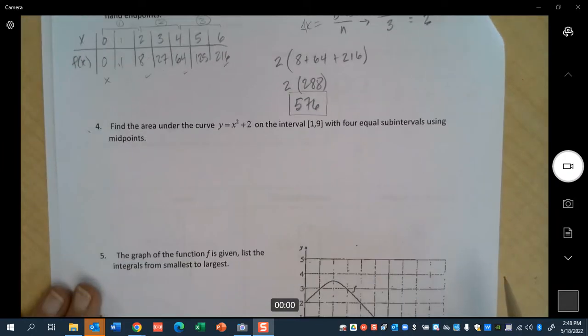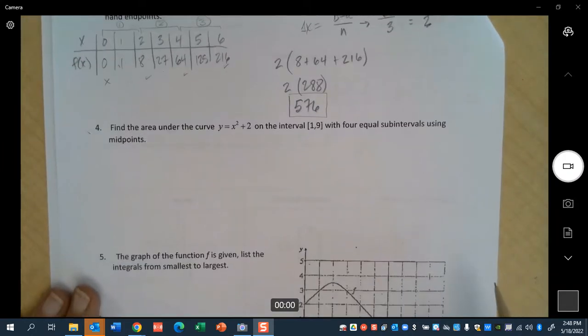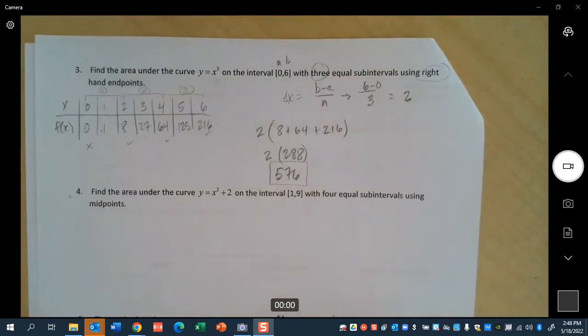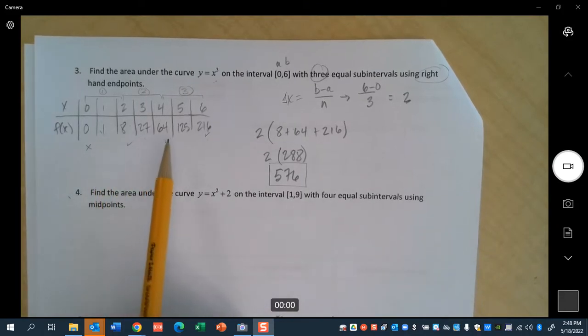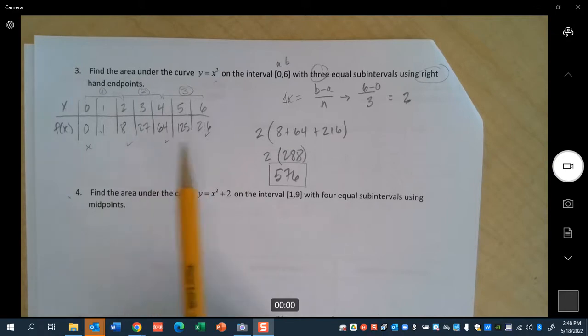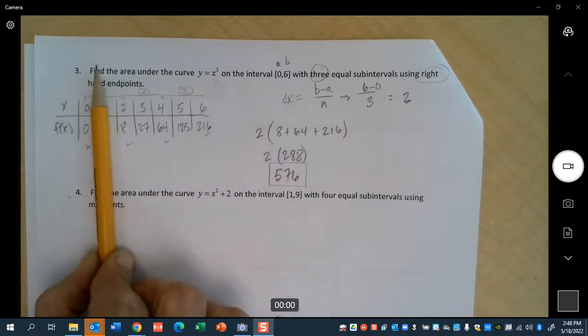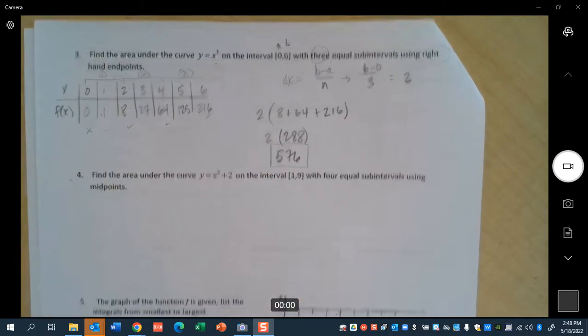Miss Glazier? Yeah. When we're showing our work on a test and it asks for a right or a left hand endpoint, do we have to do the middle numbers on our chart? No. No. I wanted to go ahead and show you guys that this is an example where you could do the midpoints, but if you don't include this, that's fine. Okay, thank you.